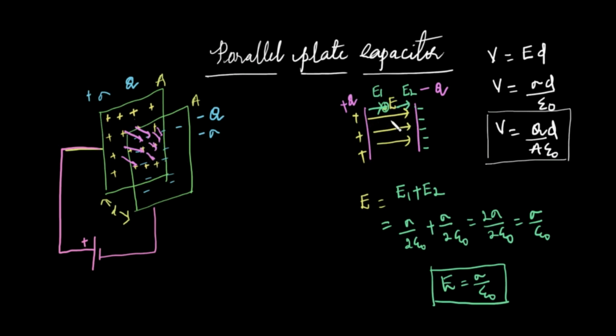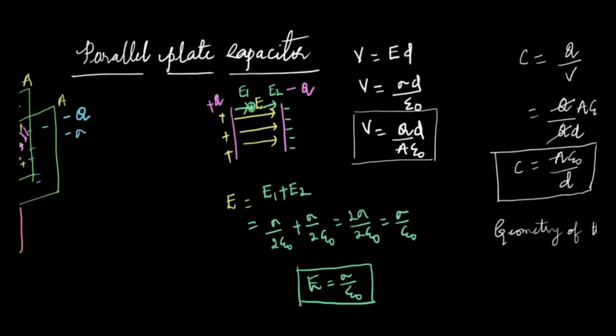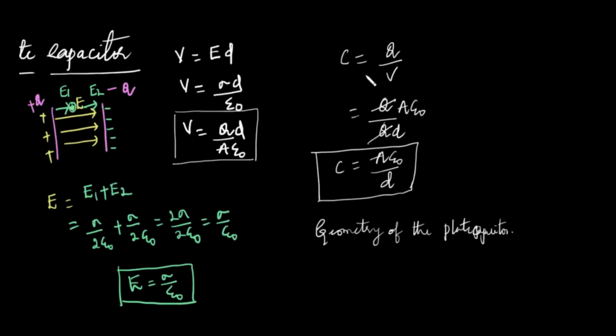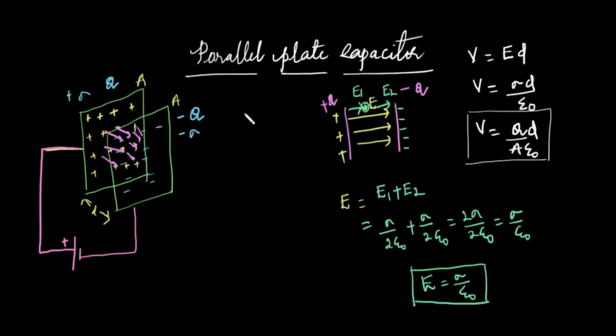First of all, you calculate the electric field between the plates. Once we calculate the electric field, then V is equal to ED, we calculate the potential. Once we calculate the potential, we substitute C is equal to Q by V to get C equal to A epsilon naught by D. From the CBSE point of view, the parallel plate capacitor is a very important question.